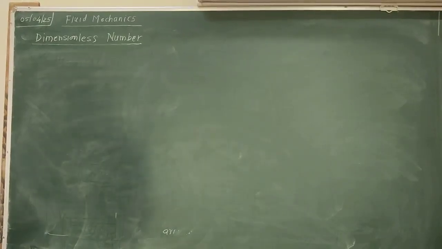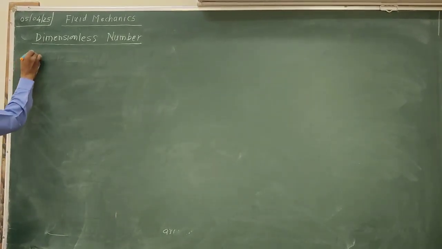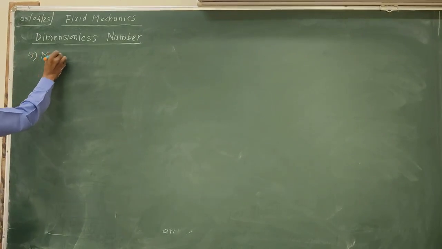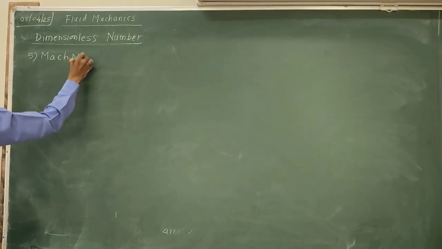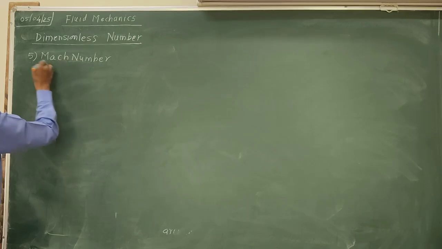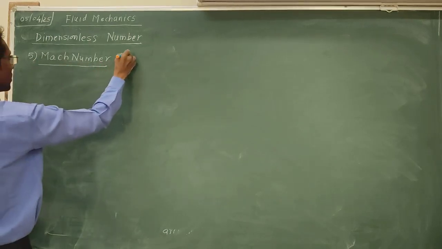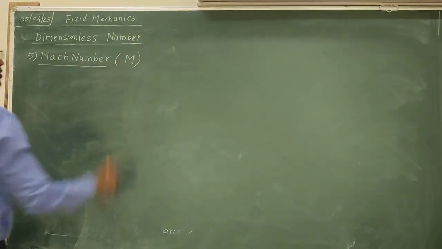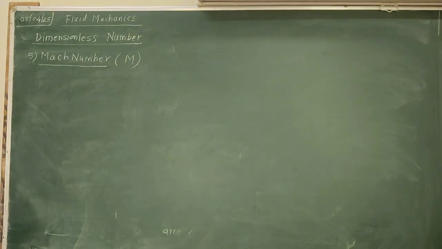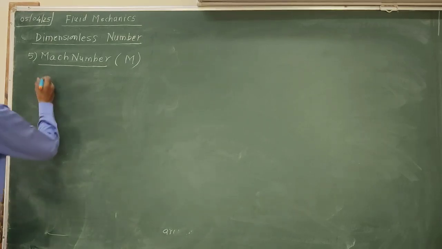Fifth number is Mach number. Now Mach number is useful in high speed objects, okay, missiles, aeroplanes, like. How we will see that? First of all, we will see the definition.